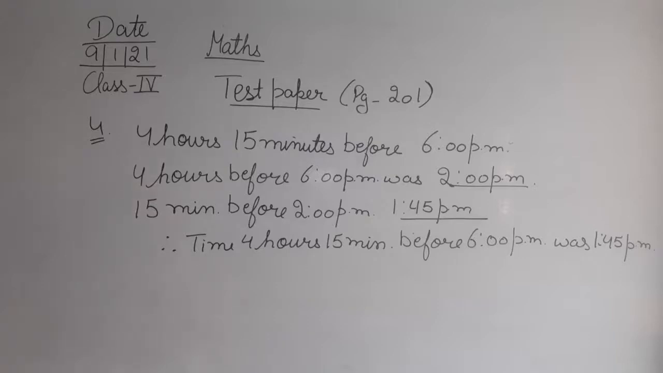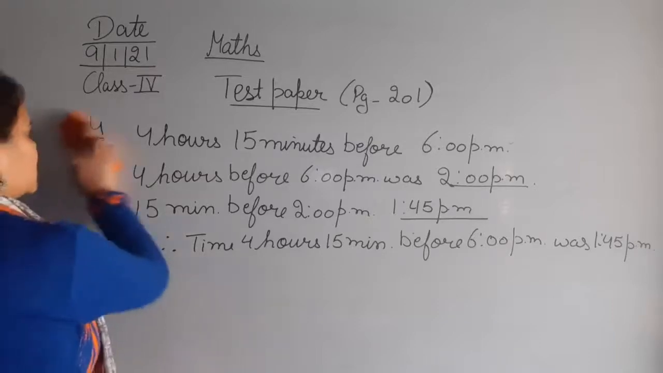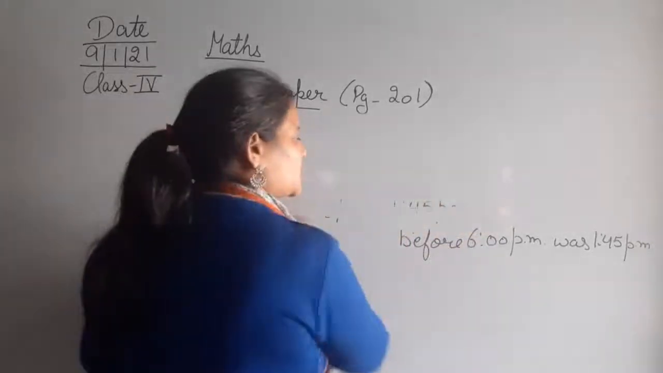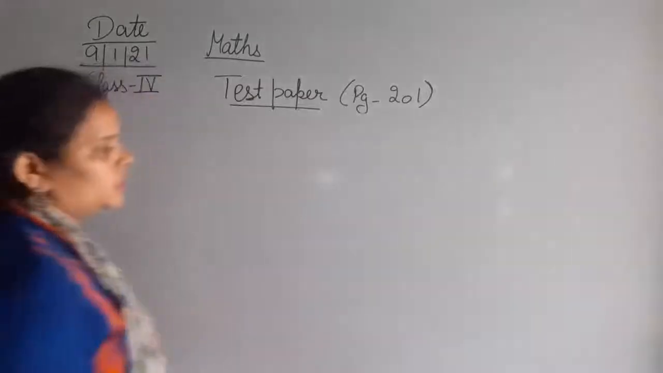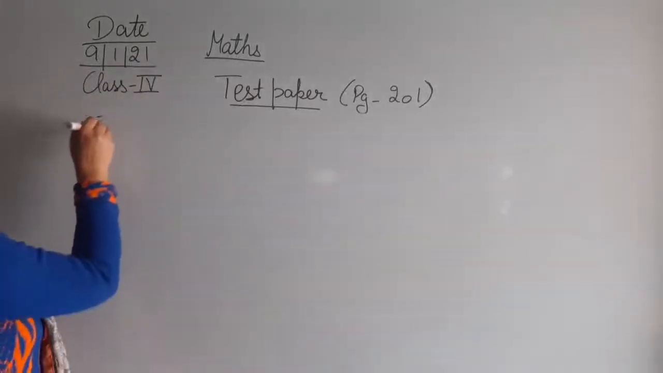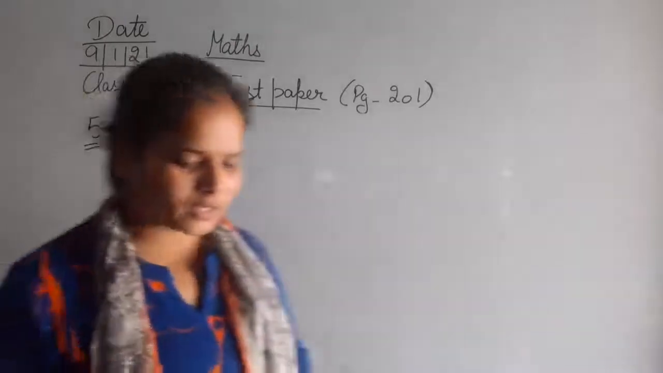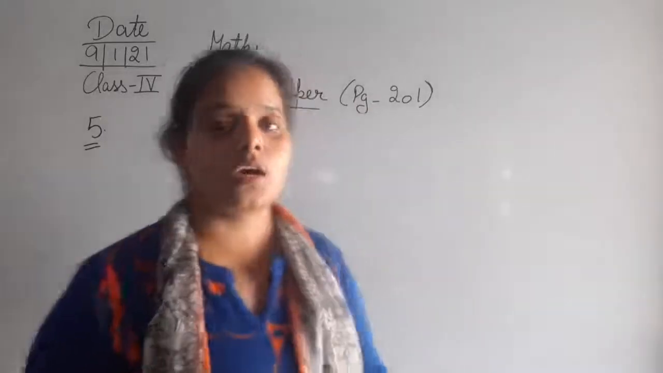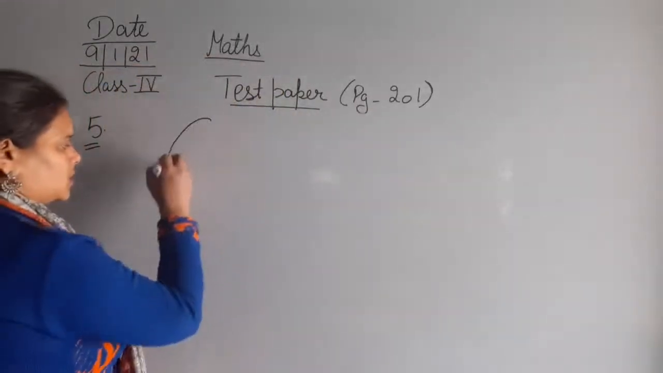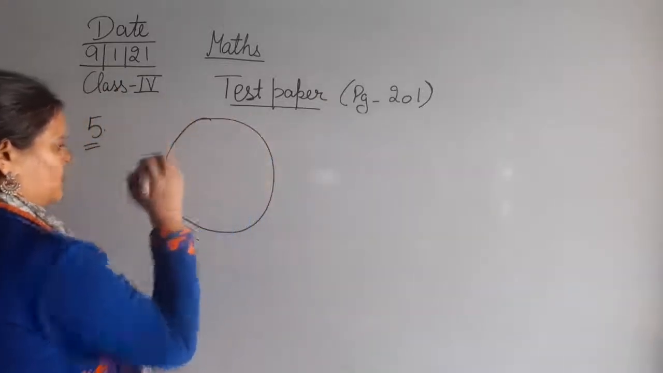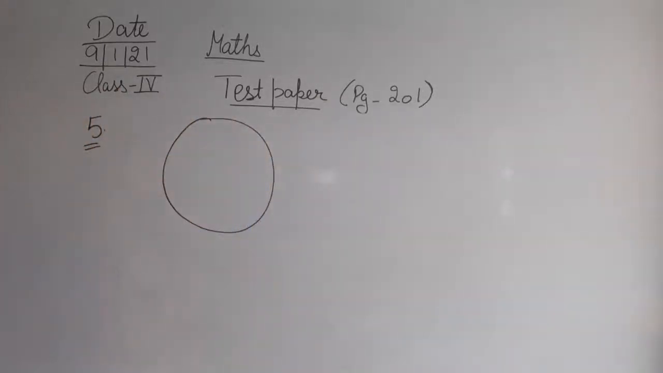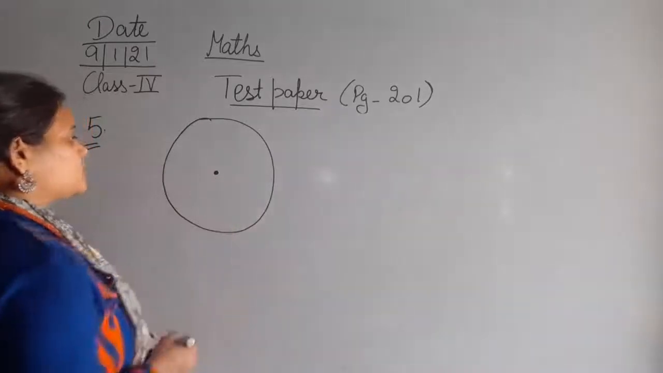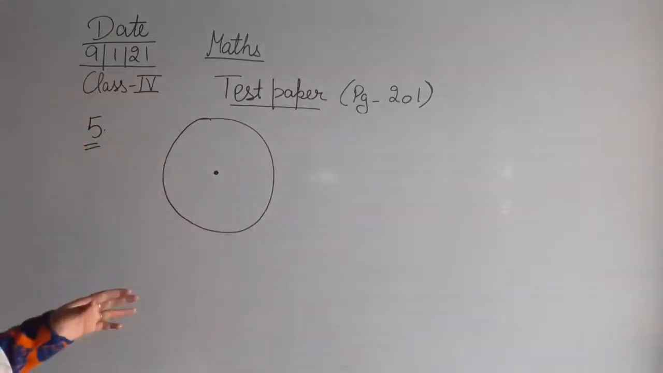Okay, next question number 5. That is a little bit realistic question. So in question number 5 it is given, how many diameters can be drawn in a circle? So here I am having a circle. So suppose this is a circle that I have drawn, and this is the center. The question is how many diameters you can draw through this circle.